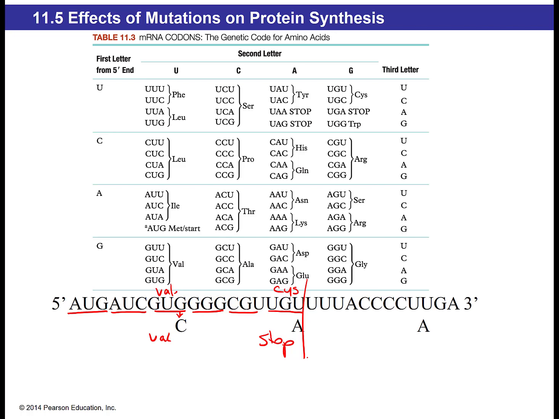So you took the whole end piece off. So that could end up affecting function. It could cause what they call premature termination, which could cause a protein that's really short. So what if that one didn't happen, and we kept going on normal?